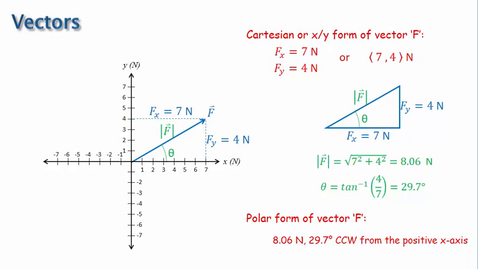As we did with position coordinates before, we can reference this vector to something else other than the positive x-axis. For example, we can reference it to the positive y-axis in this case, and so we would use this angle, which I'll call phi. As you can see in the picture, phi is 90 minus theta, which is 60.3 degrees, and so the force vector can also be written this way: 8.06 newtons, 60.3 degrees clockwise from the positive y-axis.